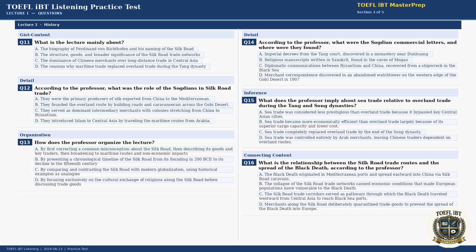The Black Death, which devastated Europe in the mid-14th century, is widely believed to have traveled westward along Central Asian trade corridors before reaching the Black Sea ports. So when we study the Silk Road, we're really studying the arteries of the pre-modern globalized world in all its complexity. Commerce, culture, religion, and even epidemiology all moved along the same paths.